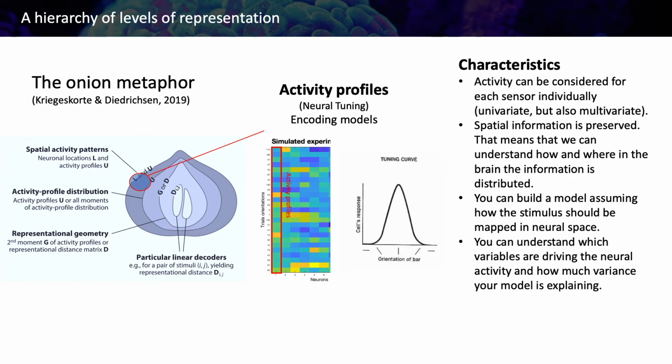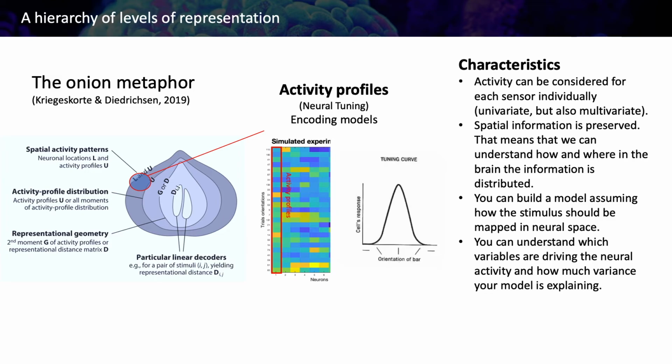The advantages are that the activity can be considered for each sensor individually. So this is an advantage, because you can represent how, for example, in a region of interest, in an ROI, the information is distributed along many neurons, or maybe there is a small group of neurons in some part of the ROI that are really tuned to that particular feature. So this is going to allow you to really investigate from a closer distance what the properties of this tissue are, right? And how the information is distributed there. Spatial information, therefore, is preserved.